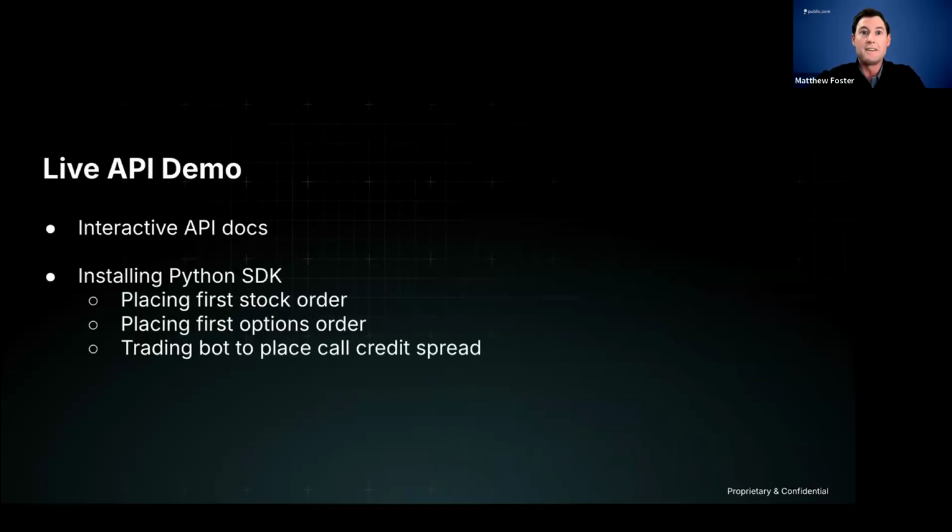Now that you've seen what the API offers and why traders are using it, we're going to bring it to life for you. In this section, Tarek is going to walk you through a live demo. We'll go through the docs, the SDK, placing an equity and an options trade, and I think we're even going to do a simple automated spread for you. This is going to show you exactly how traders are using the Public API today to automate their tools, their workflows, and run strategy logic in real time.